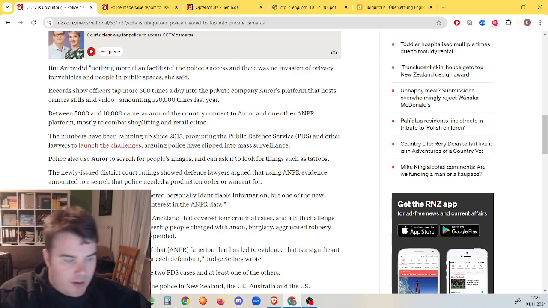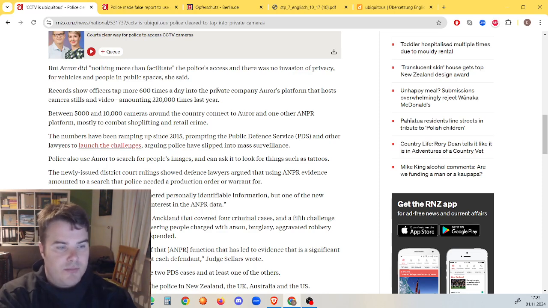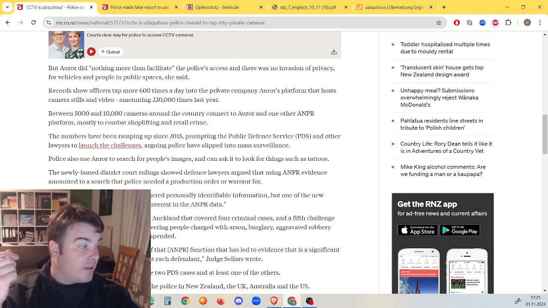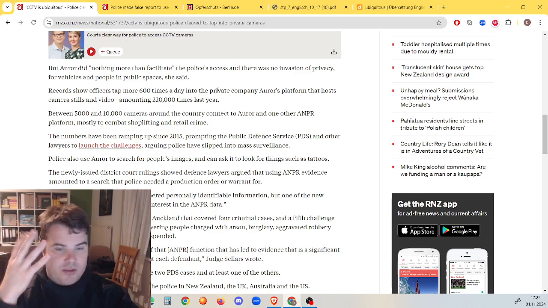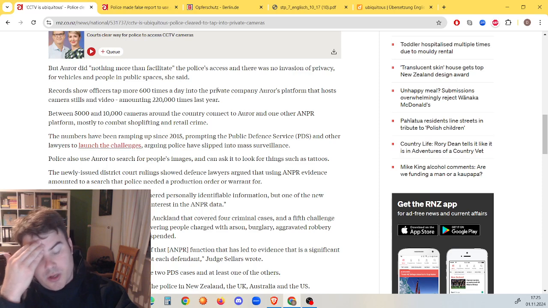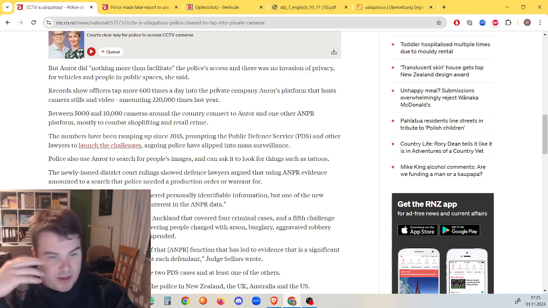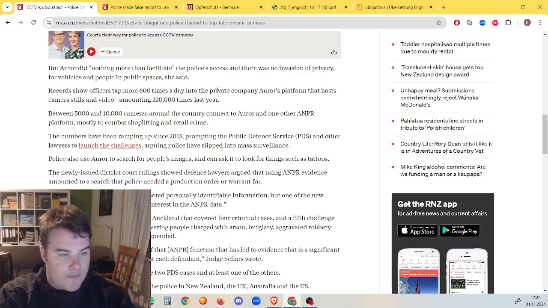Anyway, that was just some extra context. Moving on. Police also use Aurora to search for people's images and can ask it to look for things such as tattoos, which is a big thing. It can be used to search for people with particular markings, and they say tattoos, but they mean faces. It can search for everything.